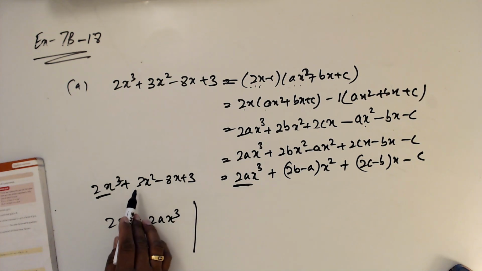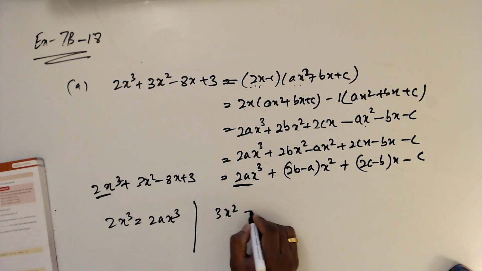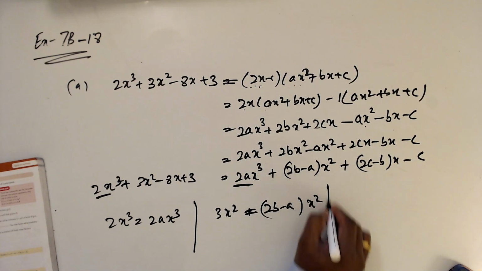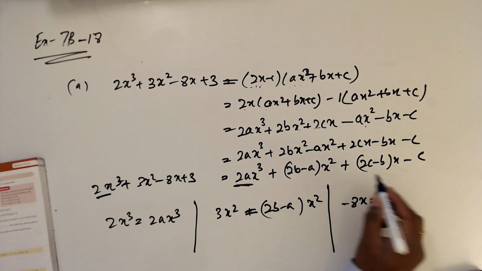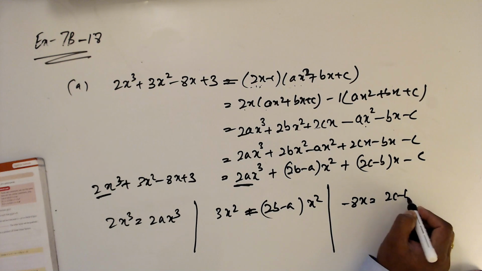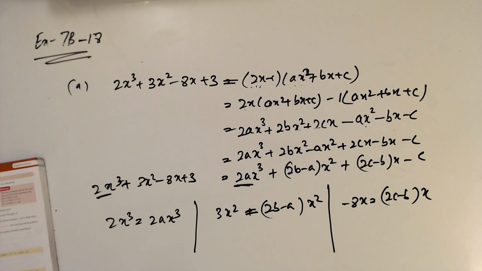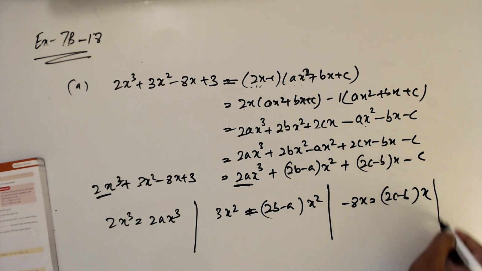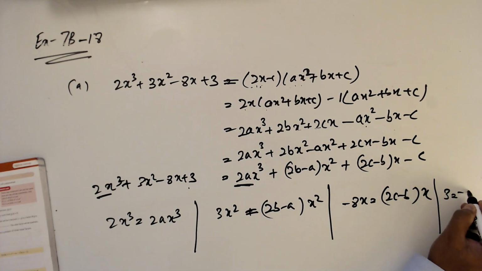Then 3x square should be equal to 2b minus ax square. And minus 8x has to be equal to 2c minus bx. And the last one, 3 has to be equal to minus c.